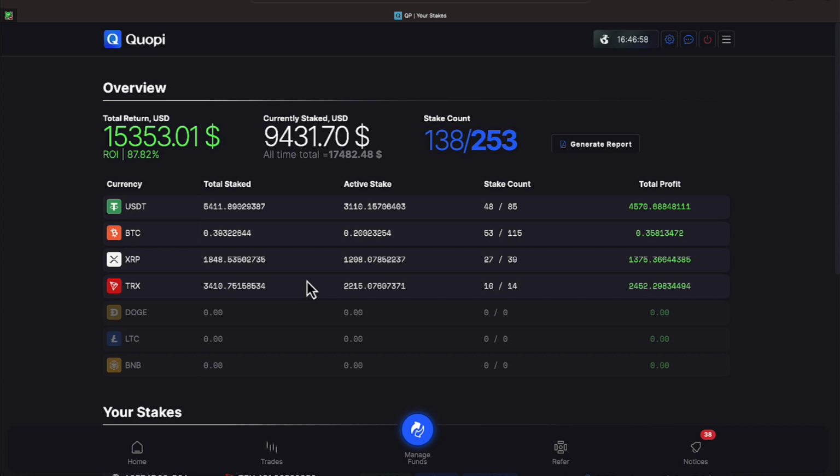Looking at our overview, everyone, we have made over $15,353 in the program in USD, and our return on investment has been 87.82%. And we currently have staked out of those 138 stakes, $9,431.70. And our all-time total since we've been in the program has been $17,482. I'm not sure how long I've been in the program. I would say 3-4 months tops.